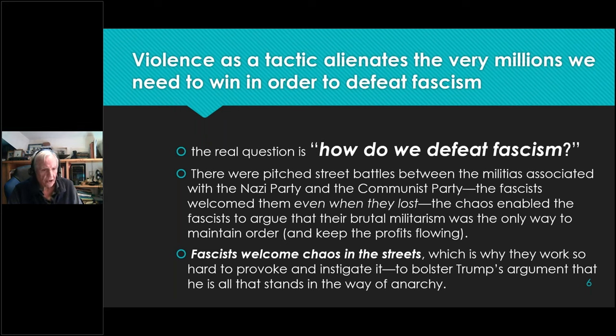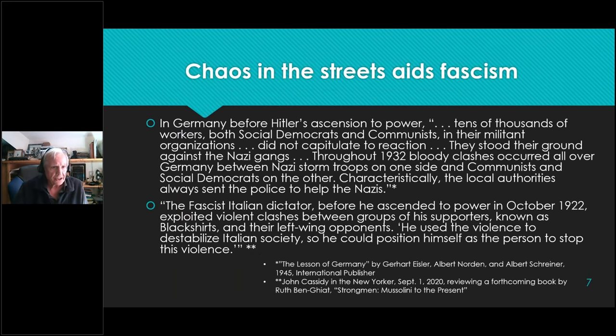It contributed to an atmosphere where the great political center of the country was horrified at the chaos that was ensuing. And the fascists argued that only their brutal militarism was the way to keep chaos under control, to put it down and stop it from disrupting the profits and the companies and the country. They welcome chaos in the streets, which is why they work so hard to provoke and instigate it. And in doing so, they bolster Trump's argument that he is all that stands in the way of anarchy. They point to their own street battles as evidence of their willingness to take the fight to prevent anarchy and communism and Marxism and all those terrible things. So chaos in the streets aids fascism.